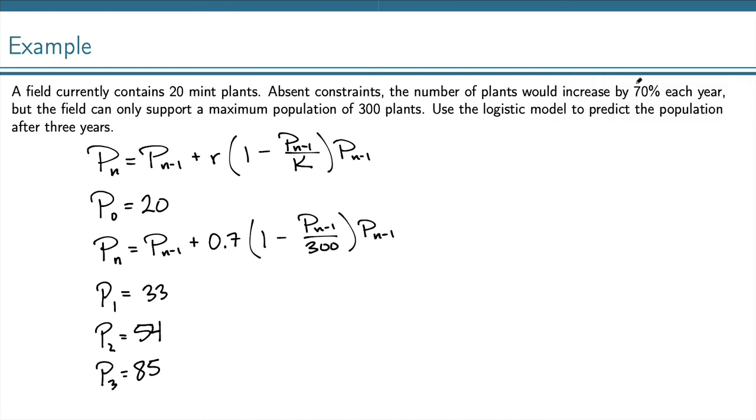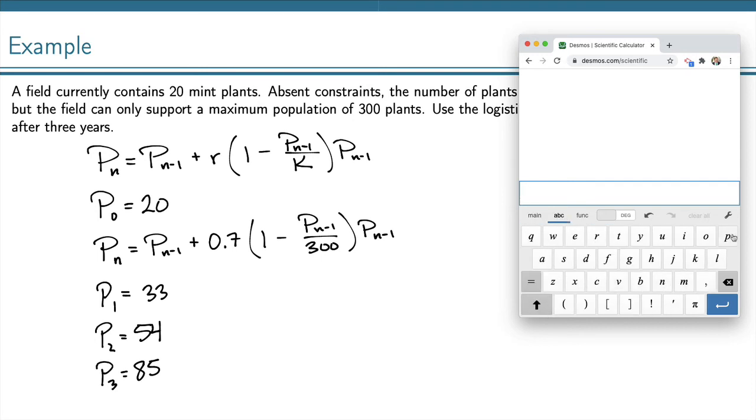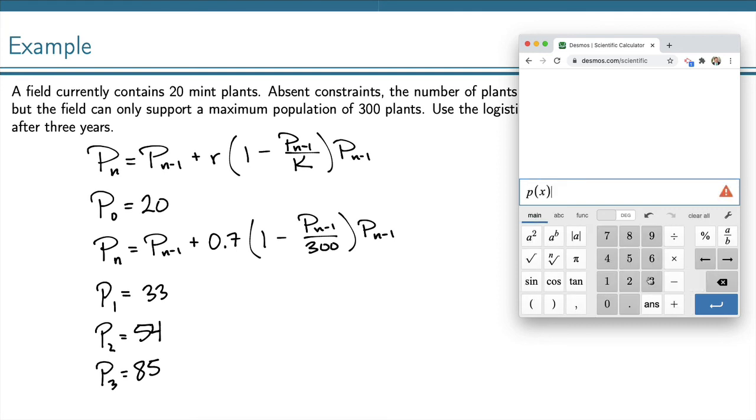One calculator that is available to everyone is the Desmos calculator online. If you go to desmos.com and then choose their scientific calculator, we can do the same thing. You just create your function. So if I do P of x, for this one, you just need to do equals. You don't need to do any special colon equals or anything.